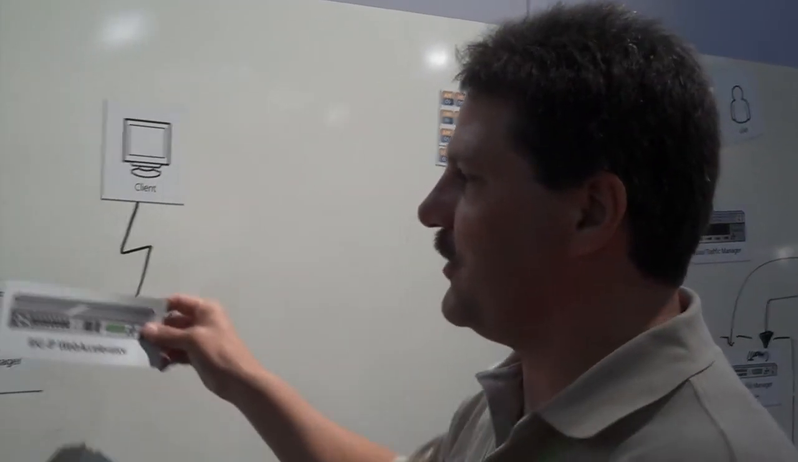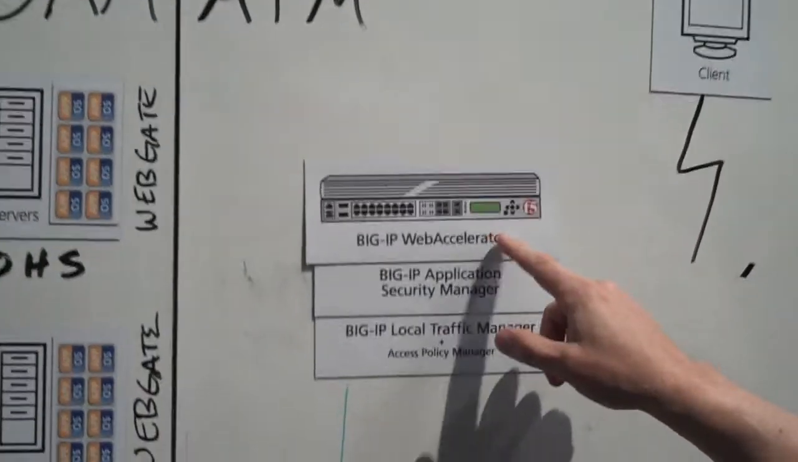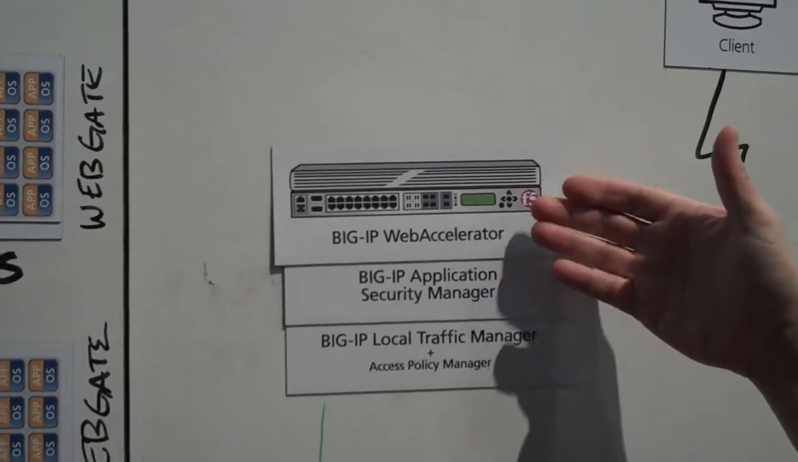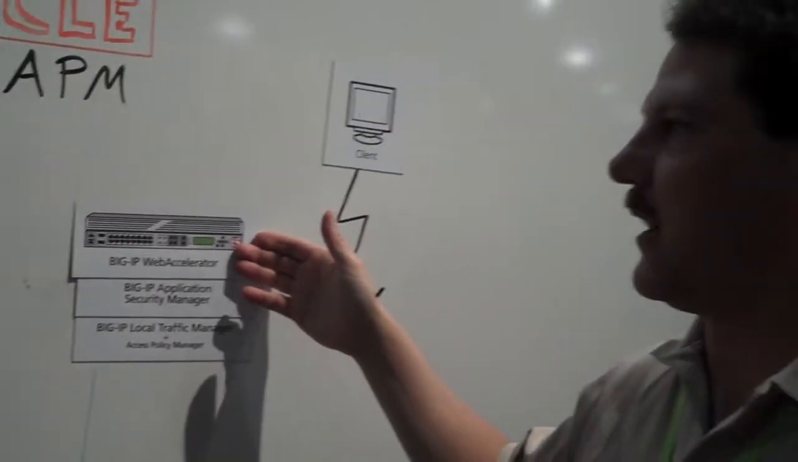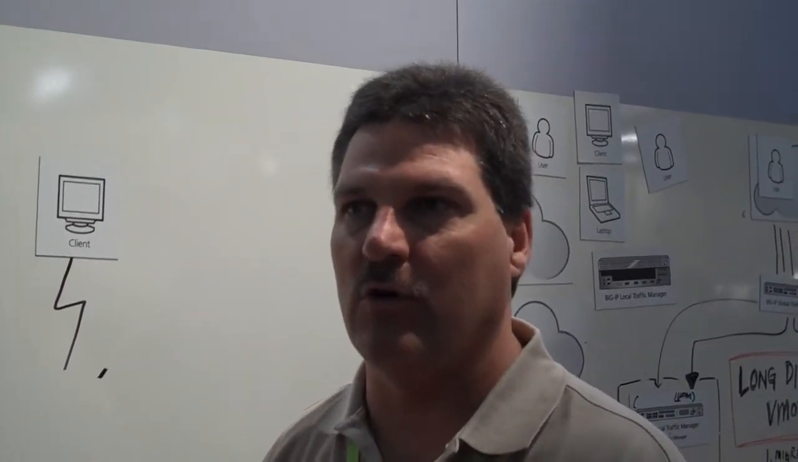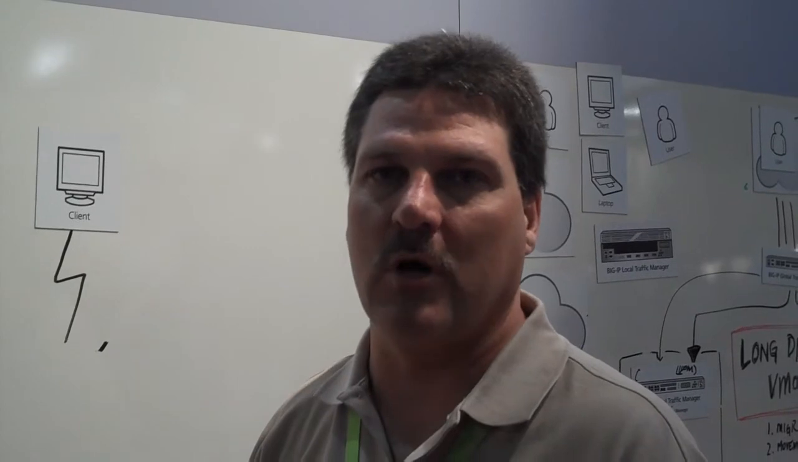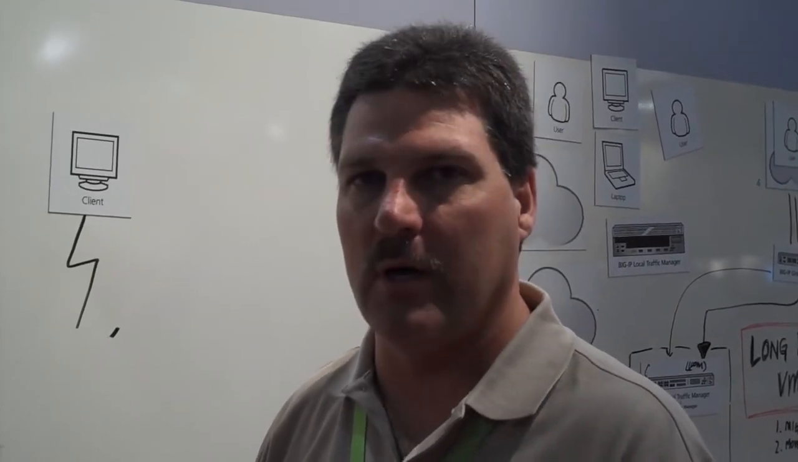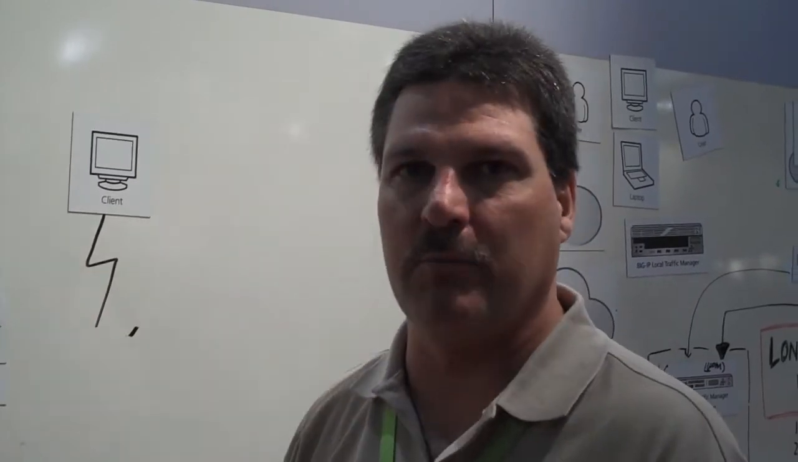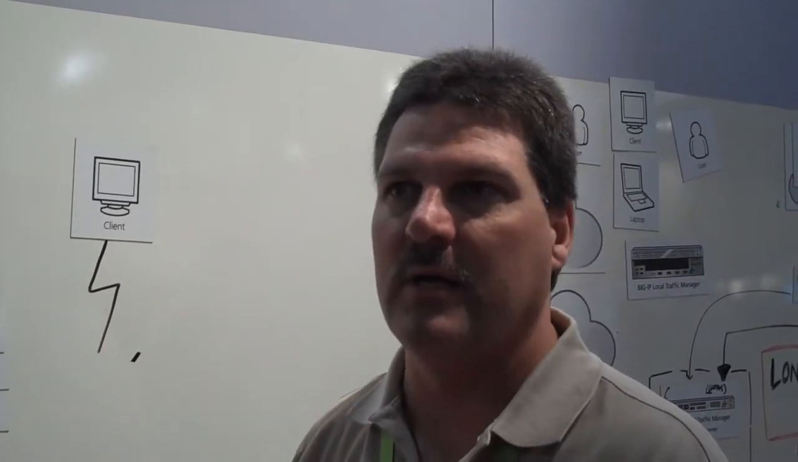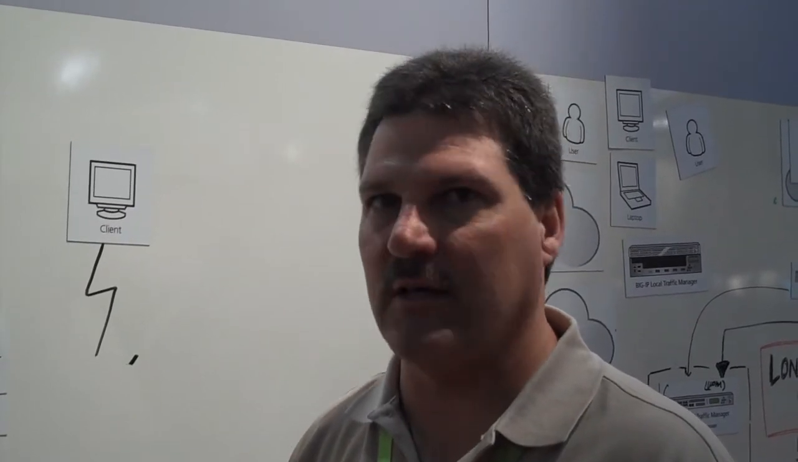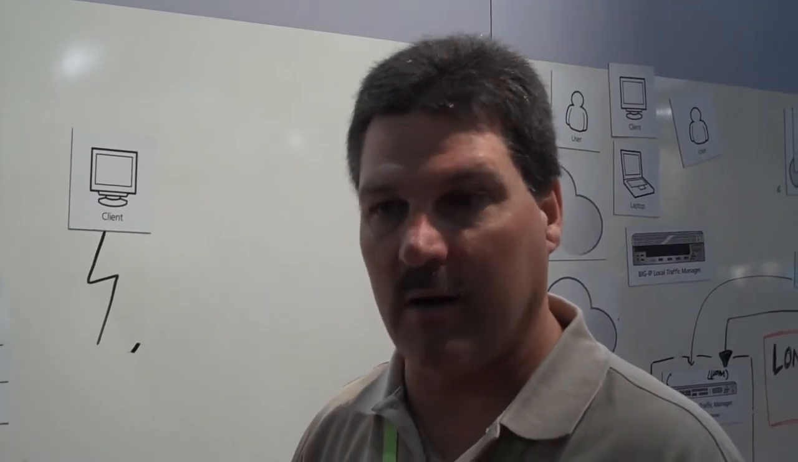One additional module is our BIG-IP Web Accelerator software. This is especially helpful for clients that are connected over slow networks or remote offices or wide area networks that are farther away, because Web Accelerator provides caching and compression and WAN optimization so that the user experience is much better.